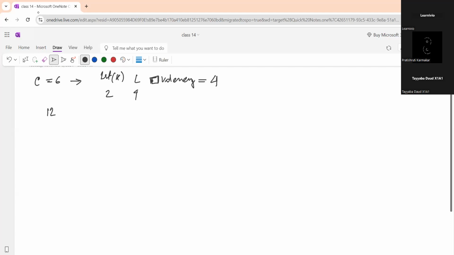Then we have read 2 types of bonds. One is ionic bond and another is covalent bond.